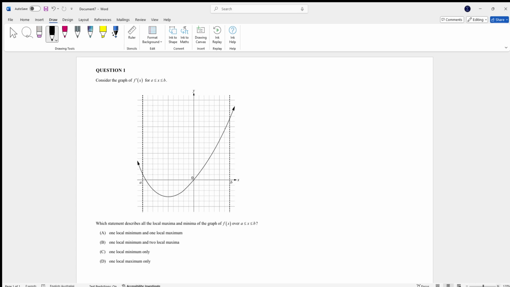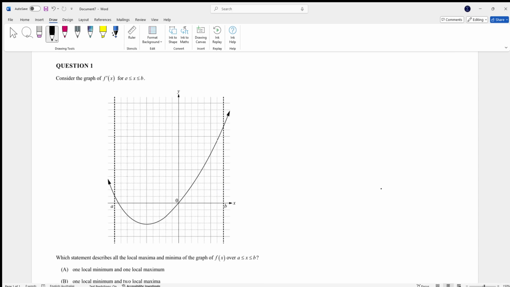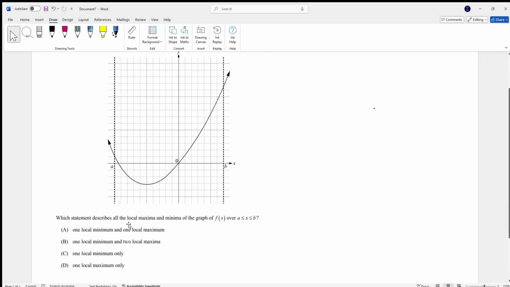So, consider the graph f dash of x for a is less than x and b is greater than x. So, over that interval here, okay? Which of the following statements describes all the local maxima and minima of the graph f of x over a and b?